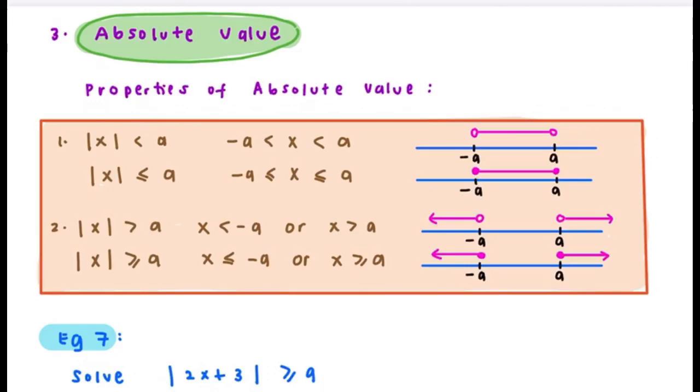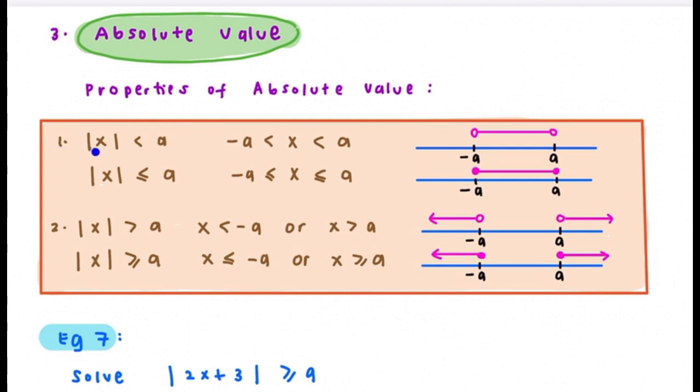Okay, Bismillahirrahmanirrahim. In this video, we are going to have the second subtopic from chapter 1, which is inequalities of absolute value. So before we proceed to the example, you are going to have the properties first. Look at the first property of absolute value.